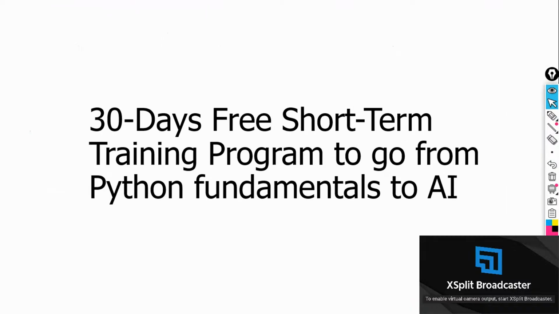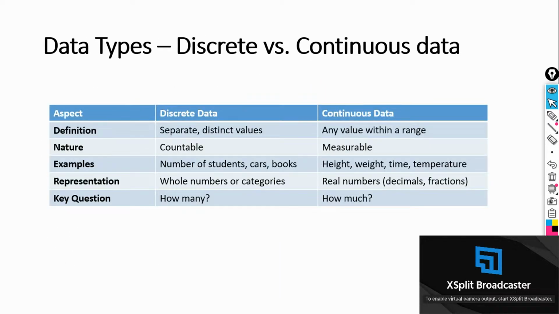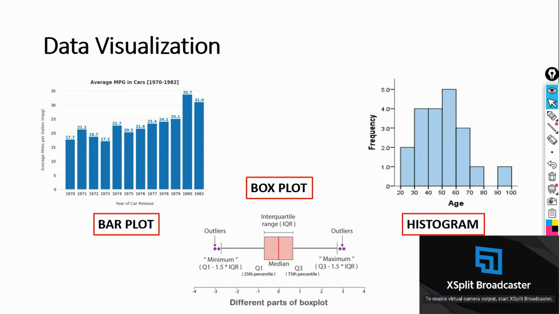Right, welcome back to our program ranging from Python fundamentals to AI. In the last class, we understood the univariate plots. Under the univariate plots, we discussed bar plot, histogram, then box plot. We'll quickly recap what we covered in the last class, then we'll jump into the next topic.